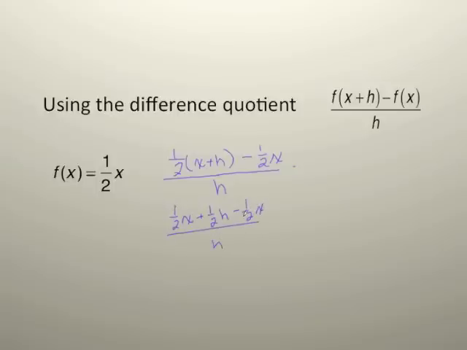Combining like terms, 1/2 x minus 1/2 x, that's gone. So I have 1/2 h over h, and the h's cancel out. It's just 1/2.